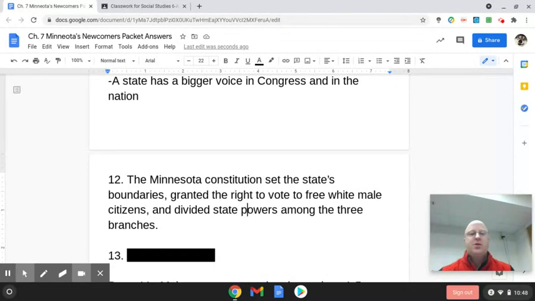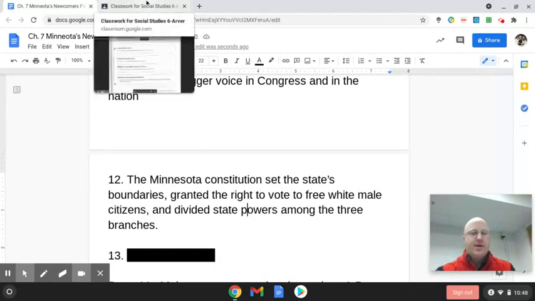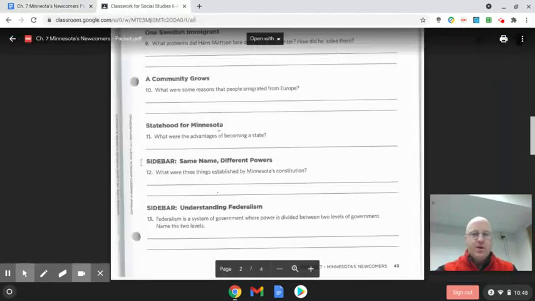The state constitution also granted the right to vote to free white male citizens. So they said who could vote in the state, and it divided state powers among the three branches. So that's different. When Minnesota was a territory, it had the lower house and the upper house. But now when Minnesota became a state, it went with the three branches: the executive branch, judicial branch, and legislative branch. So those are the three things created by the state constitution.